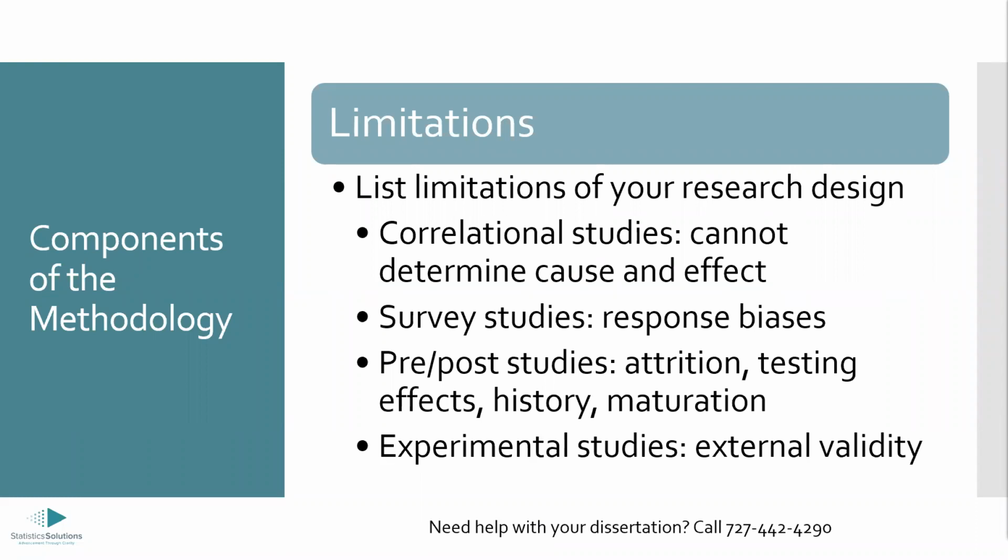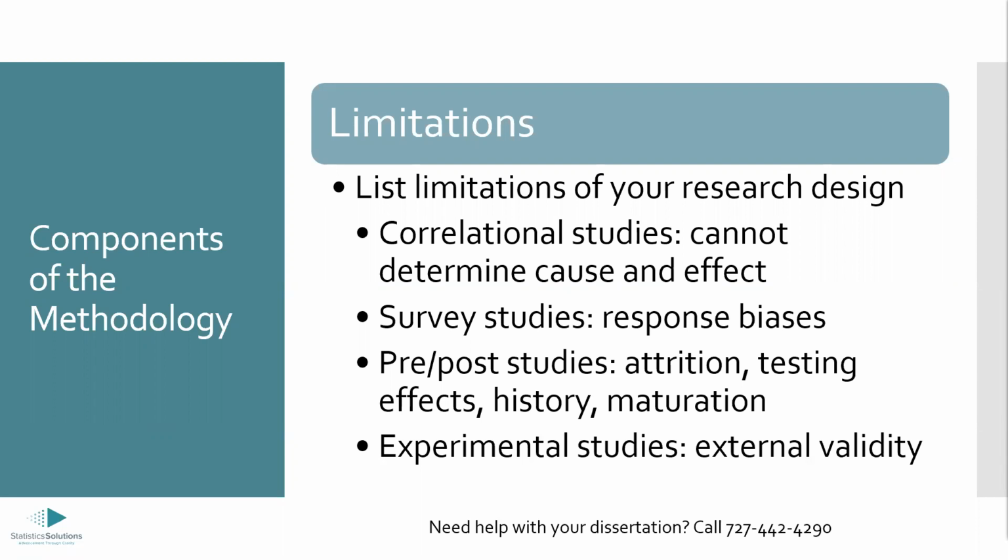So different research designs will have different methodological limitations. For instance, for correlational studies, the main limitation is that you cannot determine cause and effect from these types of studies. If you're doing survey research, limitations that you might discuss may include response biases. So people may have social desirability bias or some other response bias that may affect their answers. That's a limitation of survey research.